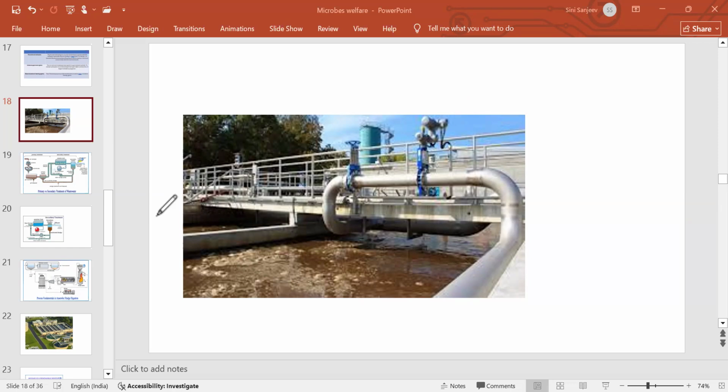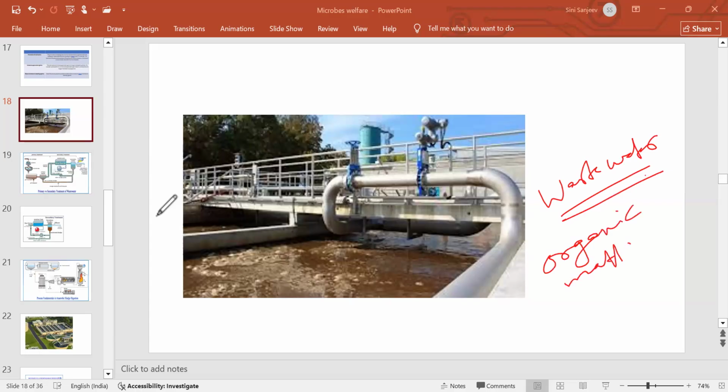So this is the basic sewage treatment plant. Okay, so what do you mean by sewage? Sewage means the wastewater which contains organic matter and human excreta. So basically, this is the wastewater from the cities and towns, which contains human waste as well as a lot of organic matter. So obviously, this wastewater cannot be directly released into the water bodies.